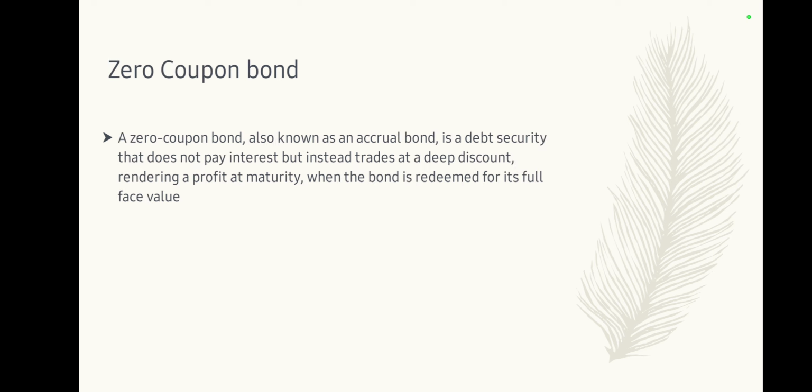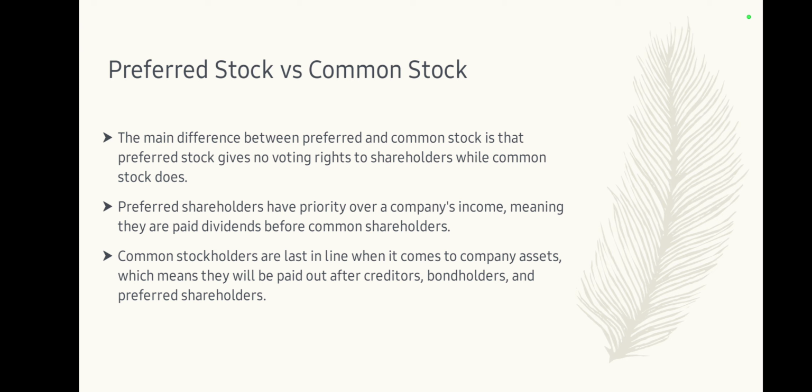Zero coupon bond is also known as an accrual bond, and it is a debt security that does not pay interest but instead trades at a deep discount, rendering a profit at maturity when the bond is redeemed for its full face value.